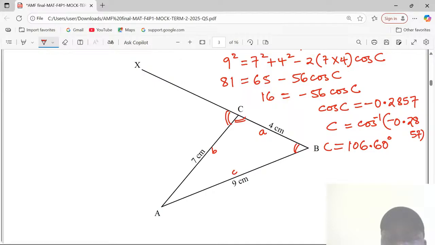We needed the angle ACX, which is the outer angle. So we take 180 and we subtract 106.6. What are we going to get from this point?